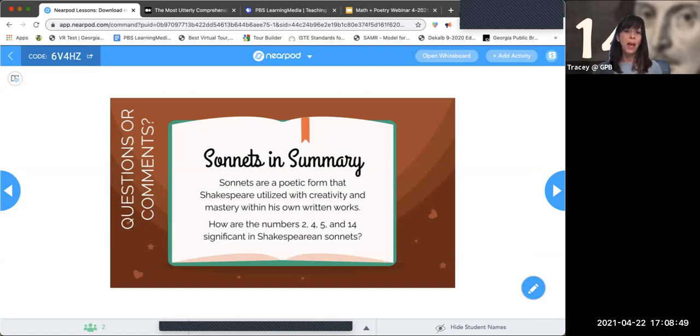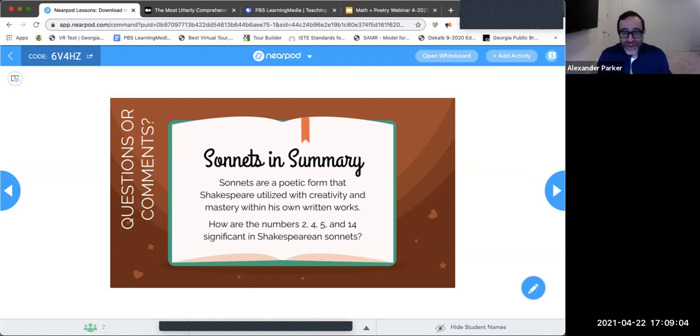We are going to end with the last little bit of information about sonnets before we tell everyone how to get in touch with us at the end. So Alexander, could you tell us, sonnets in summary? Certainly. So they're a poetic form, we've figured that one out, that Shakespeare used with creativity and mastery within his own written works or independently, but he did them as sonnets or embedded in his plays.